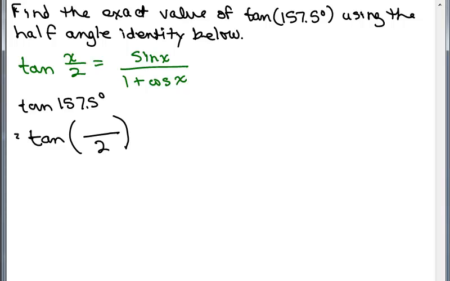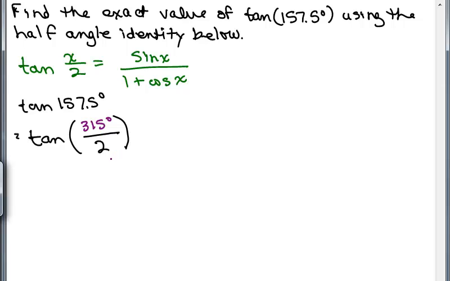We're going to find the exact value of the tangent of 157.5 degrees using the half angle identity below. Okay, so the first thing is I need to write 157.5 degrees as half of some angle, or some angle divided by 2. And what would that be? That would be 315 degrees. You get that by just multiplying 157.5 times 2, right? Because 315 divided by 2 is 157.5, so 157.5 times 2 should get you 315.